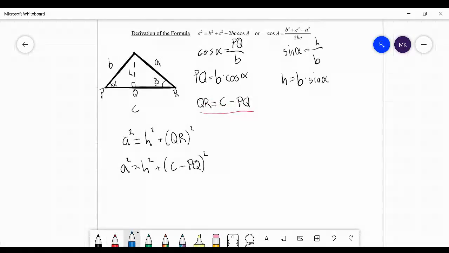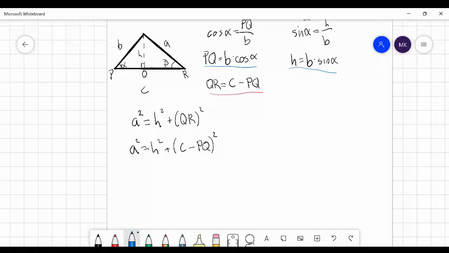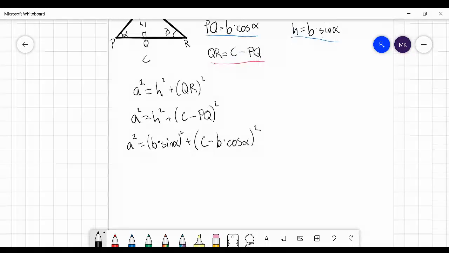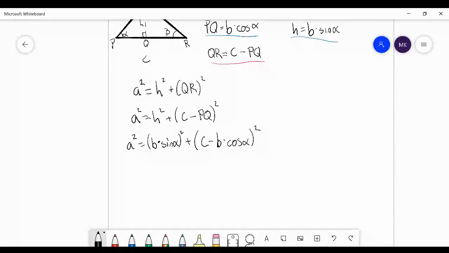Now, this next round, I'm going to use both of these facts, that PQ is equal to B cosine alpha, and that H is equal to B sine alpha. And that gives me the expression A squared equals, instead of H, I'm going to say B times sine alpha, that's getting squared, plus the quantity C minus, and instead of PQ, say B times cosine alpha, and that also is getting squared. Okay, so we're making some progress.